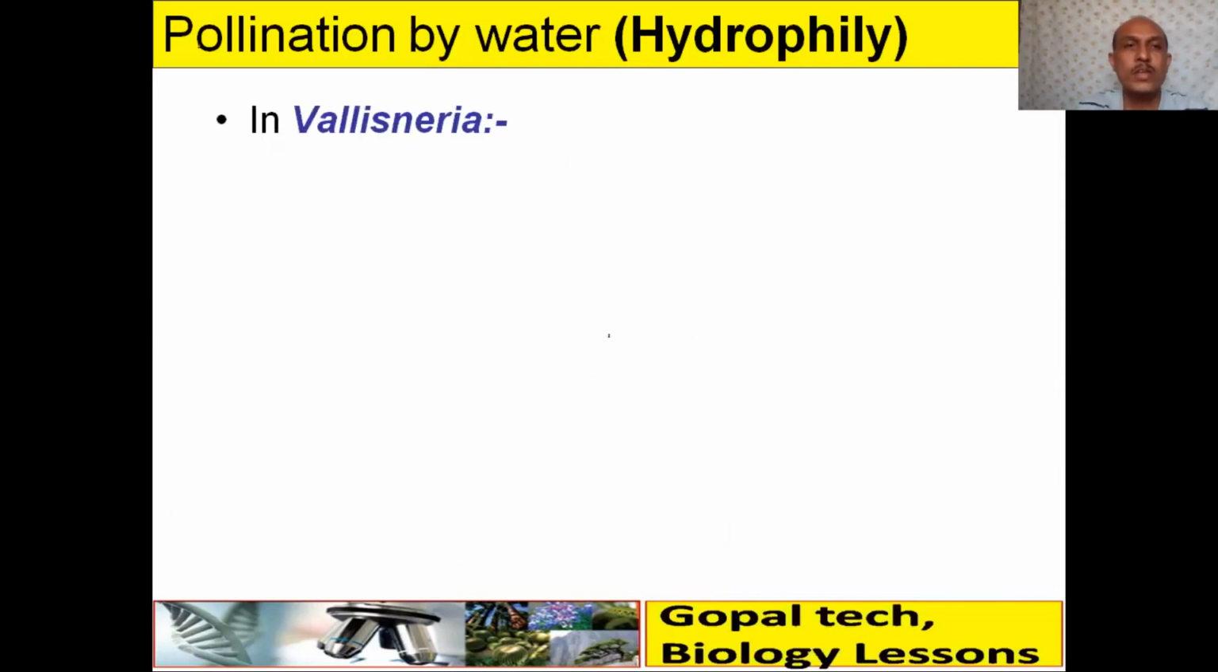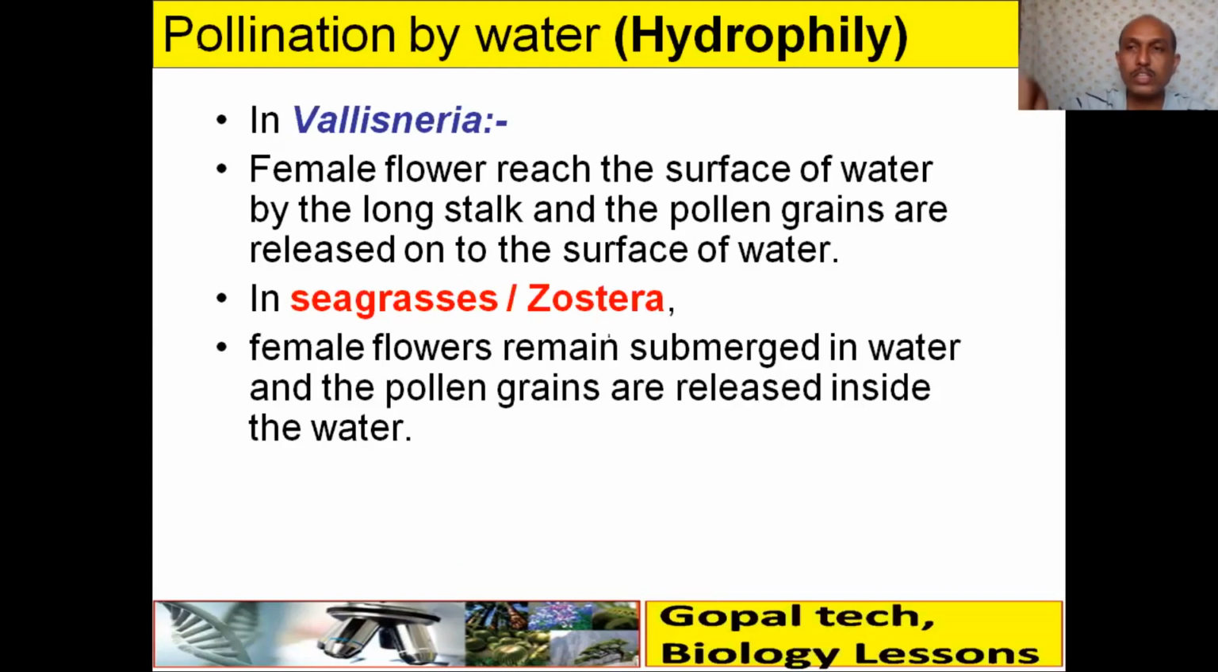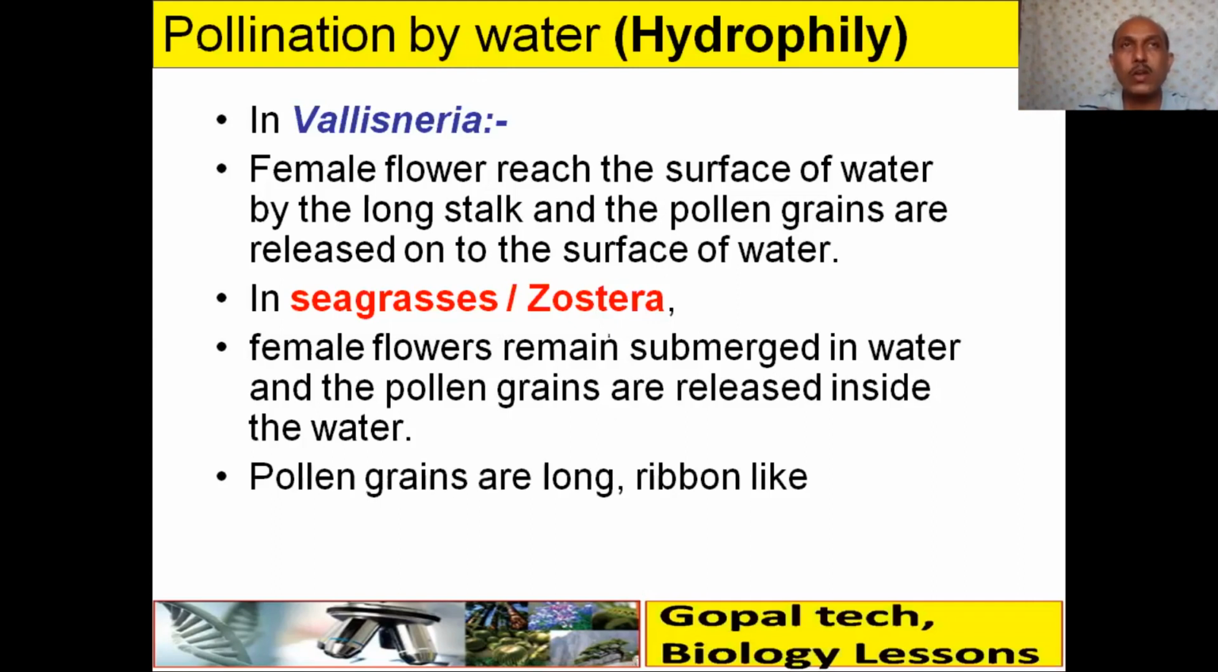पोलिनेशन बाय वाटर. इन वेलिस्नेरिया ये पूछेंगे, female flowers reach the surface of water by a long stalk and pollen grains are released onto the surface of water, so the water will carry, pollination takes place. In seagrass या Zostera, female flowers remain submerged, वो ऊपर नहीं आते हैं, and the pollen grains are released inside the water. So here pollen grains are boat shaped, and here the pollen grains are needle shaped, क्योंकि इनको sink होना पड़ता है, इधर float होना पड़ता है. Pollen grains are long and ribbon like, yeah, needle like.